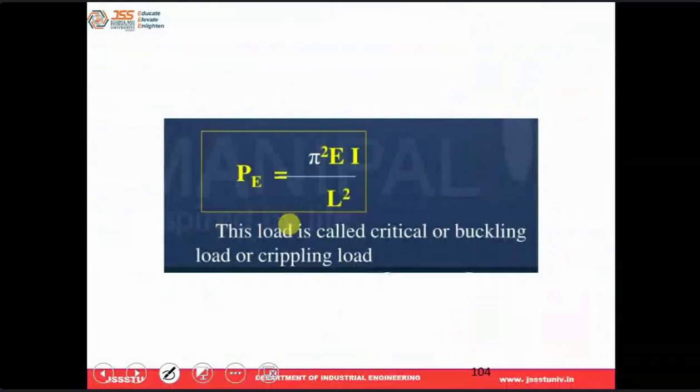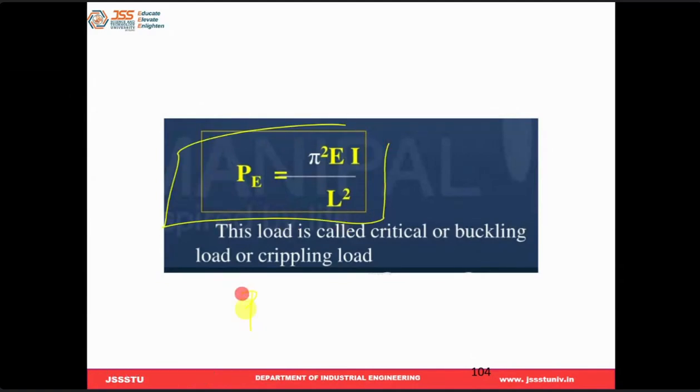So as I told you, the maximum load carried by any column is called the buckling load. Then how to calculate that buckling load? There are derivations in this entire column chapter in strength of materials. The final equation is the buckling load, which is also known as Euler load. It is called Euler load because Euler derived this. That is P is equal to pi square EI by L square.